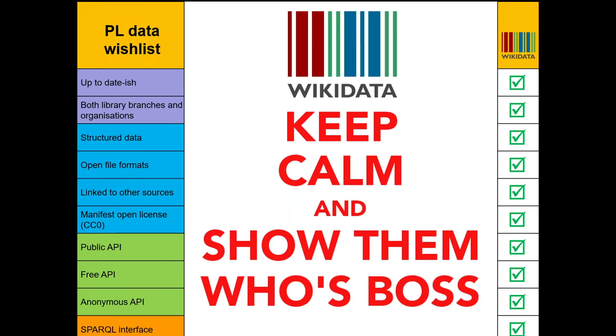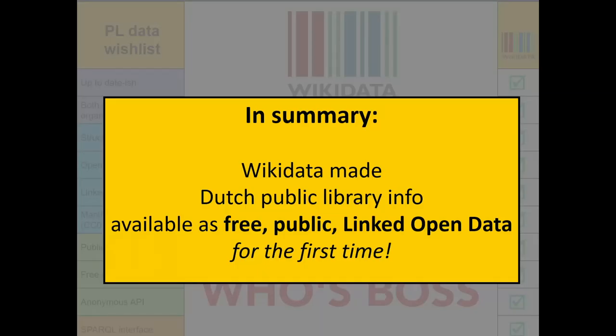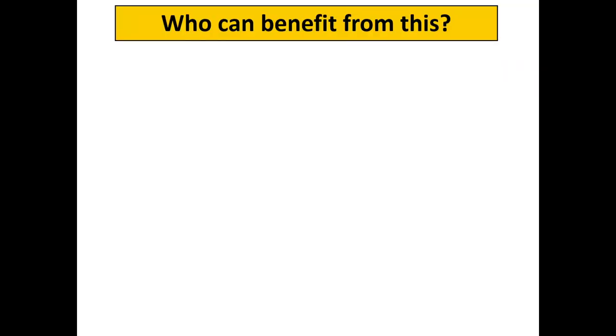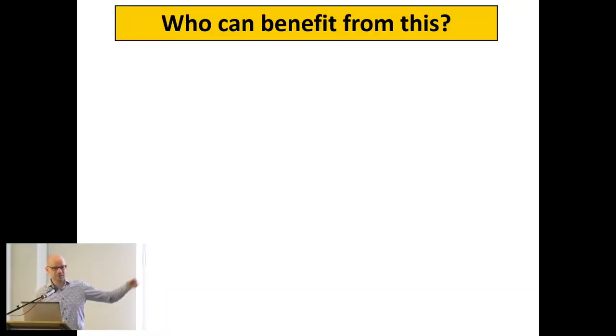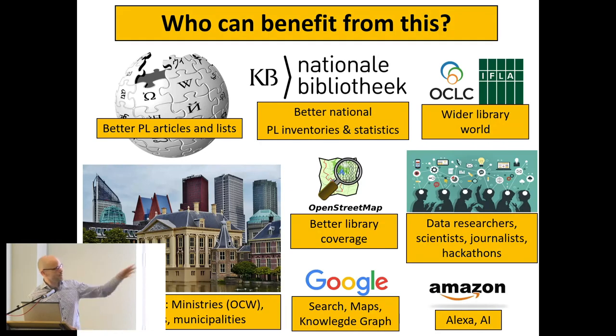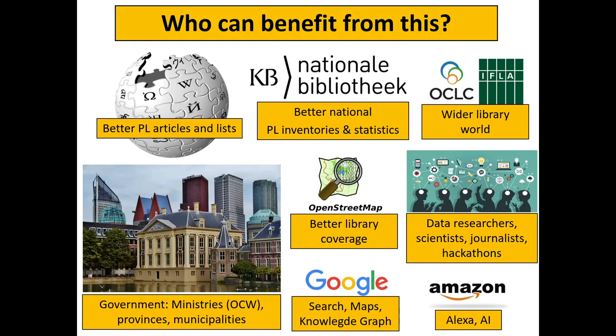Just to summarize this in words, thanks to my project now there is public free linked open data available for Dutch public libraries. And who can benefit from my effort? Well, all kinds of parties. You see Wikipedia, because you can generate lists and overviews and articles, for instance, using this mBabel tool from Wikidata.